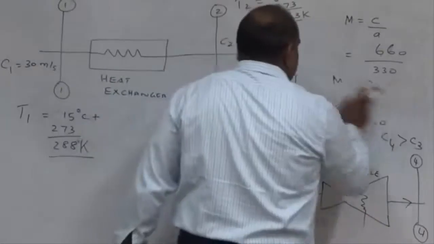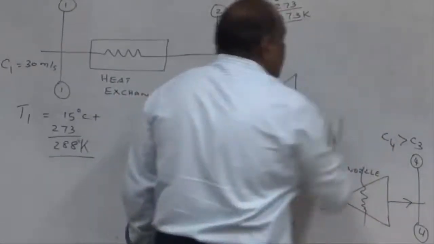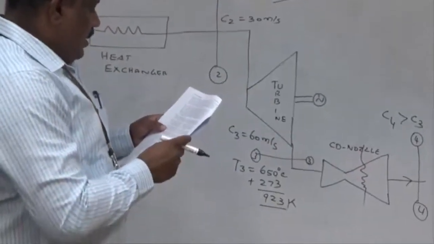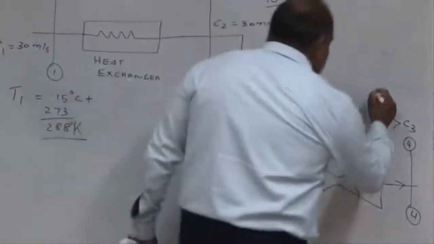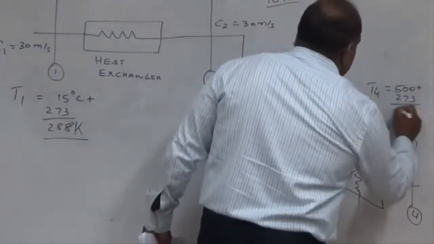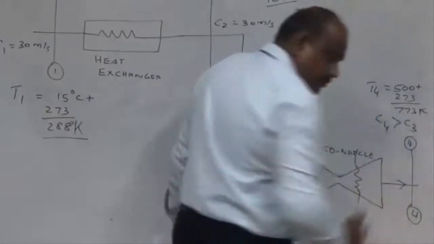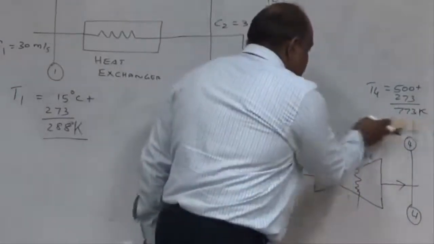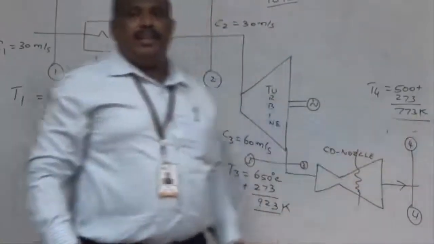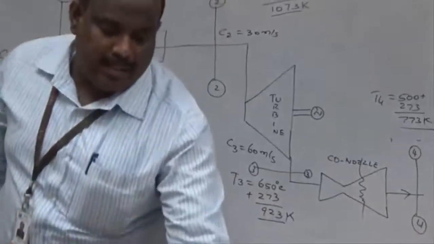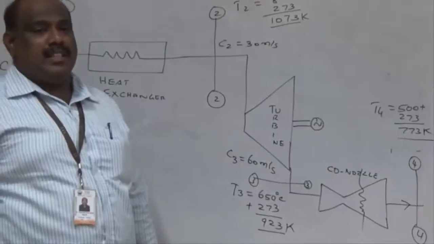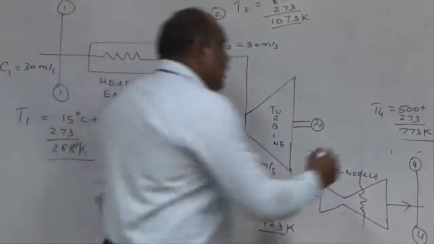Let us try and see what is happening to the temperature also. Now the velocity and the temperature: T4 has fallen to 500 degrees Celsius. So 500 plus 273 is nothing but 773 Kelvin. So what happened? It has fallen from 923 Kelvin to 773 Kelvin. So what is the question they may ask with respect to the nozzle? The final velocity. What is the final velocity? Or how much has the velocity increased in the nozzle? So the question will be: C4 is what?